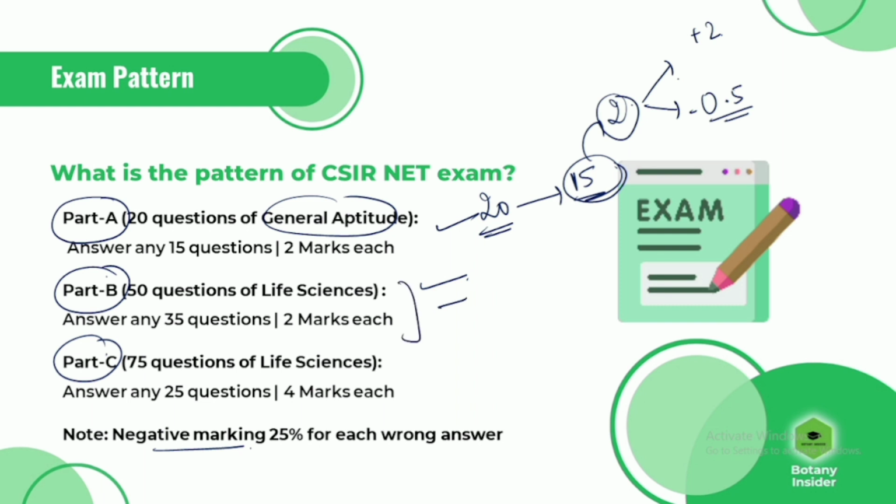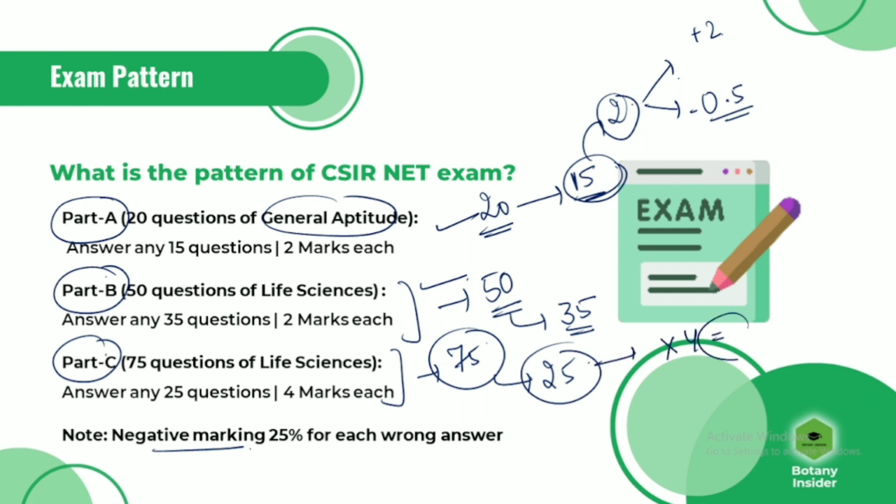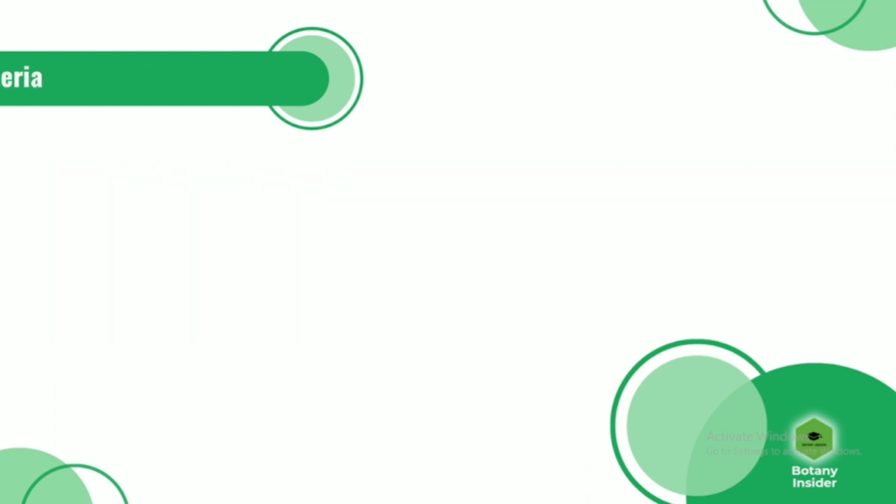In part B, the same format follows for the negative and the positive marking, but over here we have 50 questions and we have to do any 35. So you have an ample amount of choices. In part C, we have 75 questions given to us and we have to do only 25 questions. Every question is of 4 marks, and for every negative you will get -1. So we can say that there is a negative marking of 25% for every wrong answer.